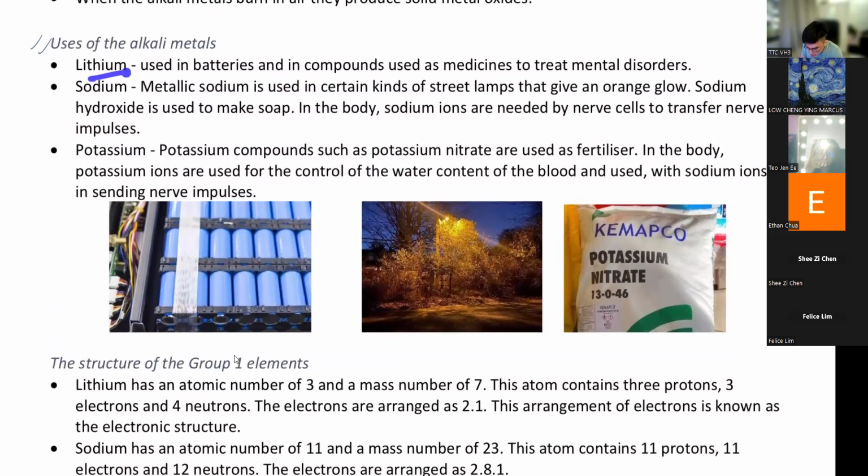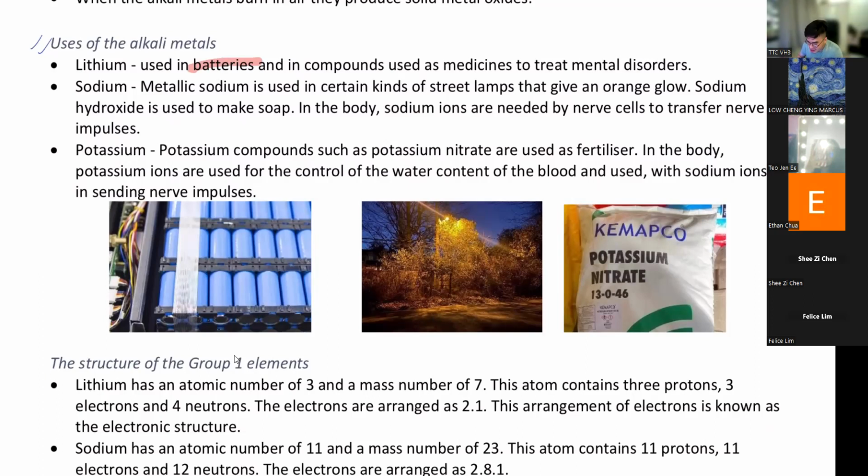Lithium is what we use in batteries. It's also used in medicine to treat mental disorders, not so important, but the main point is batteries. Your batteries are all lithium. I don't care whether it's something as small as a smartphone or something as big as a Tesla. If you buy an electric car, it's still made with lithium.